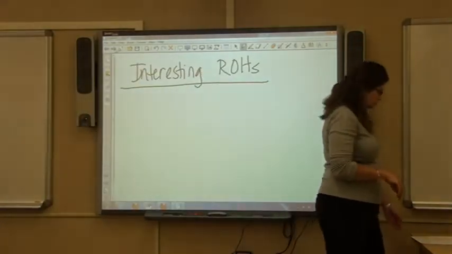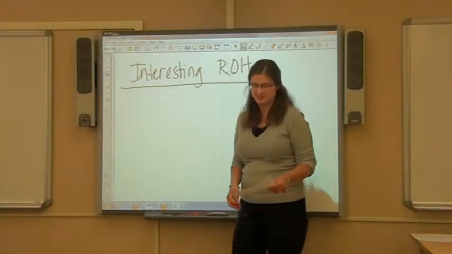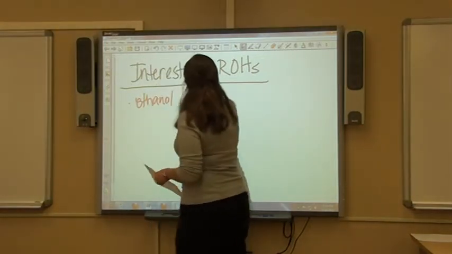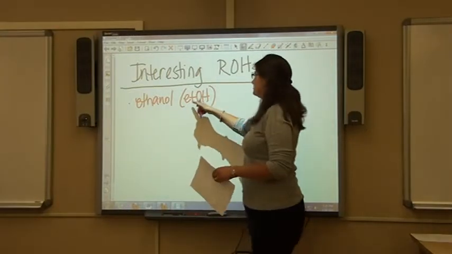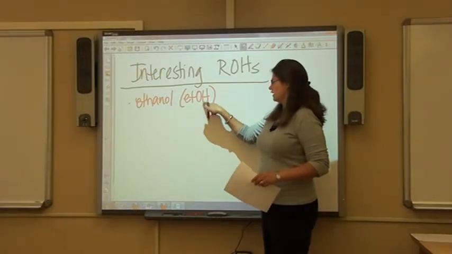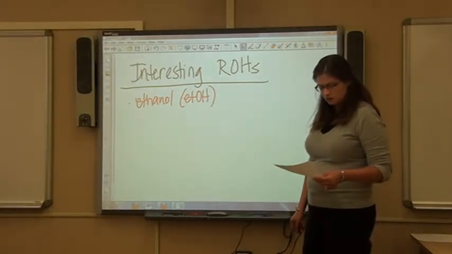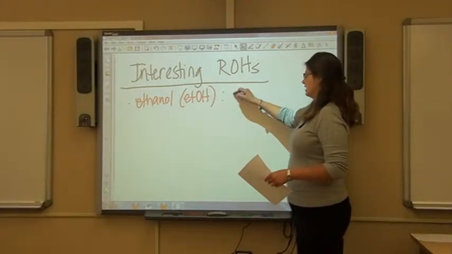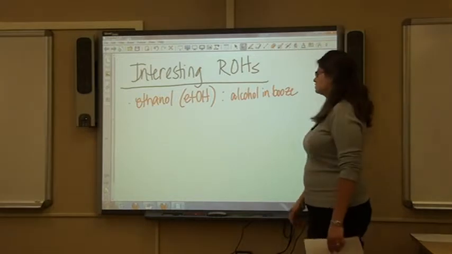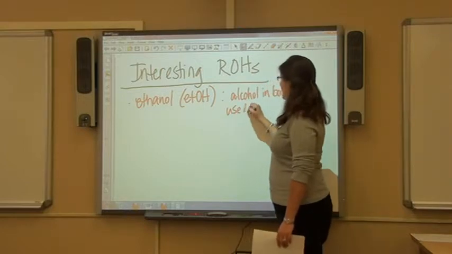Okay, so let's talk about some interesting types of these compounds. There are a lot of different interesting alcohols. The first one that I will bring up is ethanol, and you'll commonly see ethanol abbreviated EtOH, Et being the common abbreviation for ethyl, and OH the alcohol abbreviation. Ethanol is the alcohol in booze. I think that we've already talked about this. So this is the alcohol that will make you drunk. It's also used as an additive in fuels.